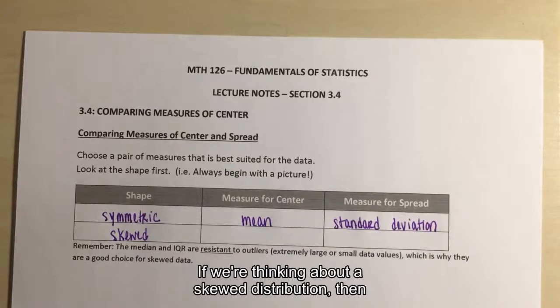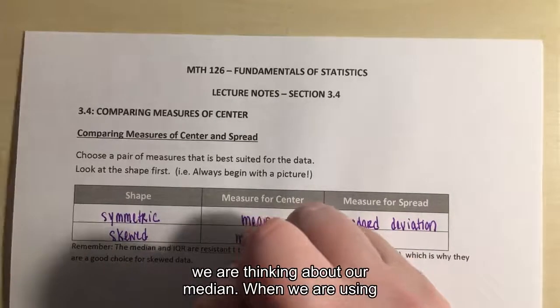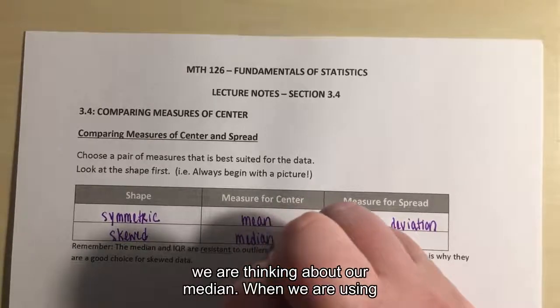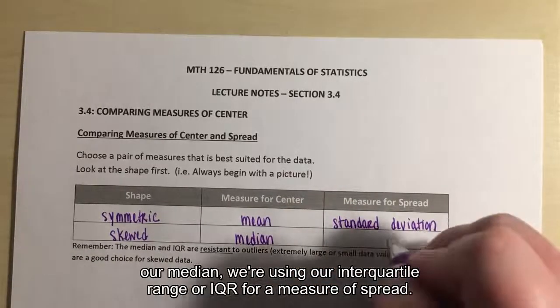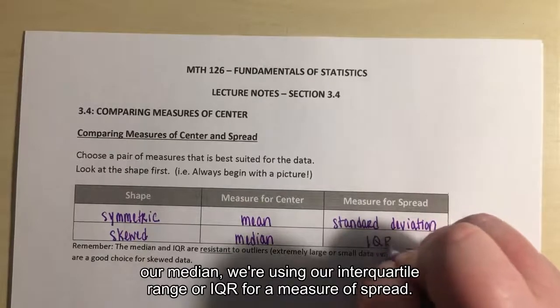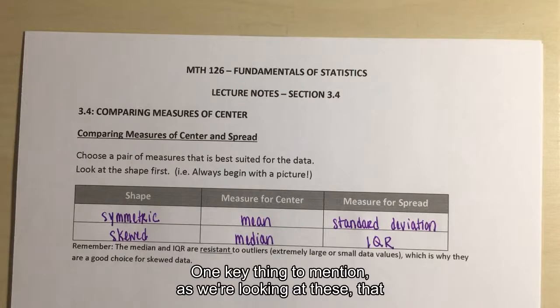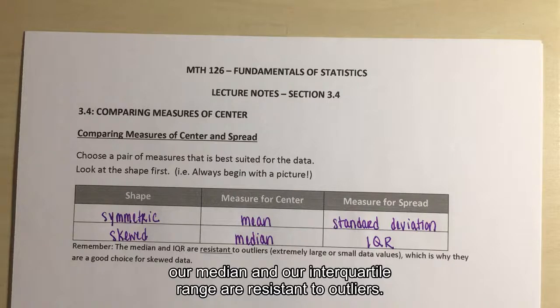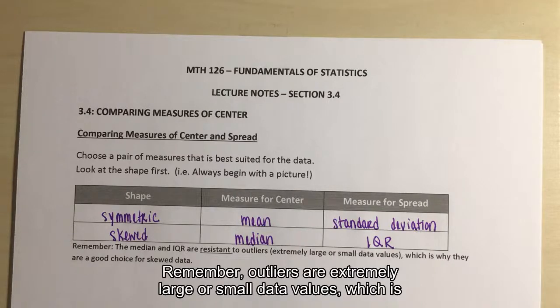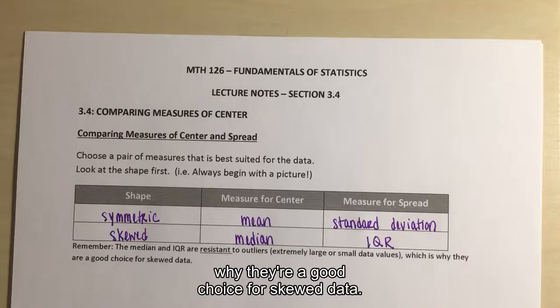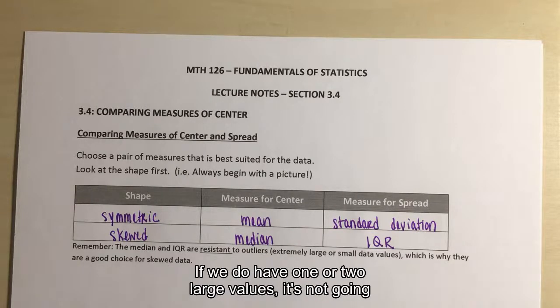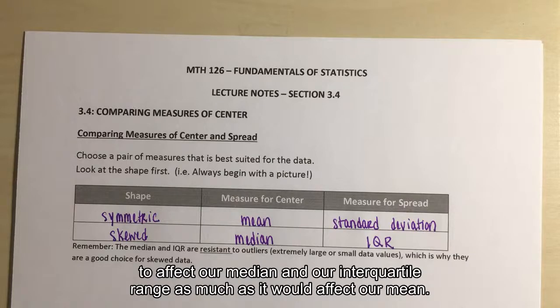If we're thinking about a skewed distribution, then we are thinking about our median. And when we are using our median, we are using our interquartile range, or IQR, as a measure of spread. One key thing to mention is that our median and our interquartile range are resistant to outliers. Remember, outliers are extremely large or small data values, which is why they're a good choice for skewed data. If we do have one or two large values, it's not going to affect our median and our interquartile range as much as it would affect our mean.